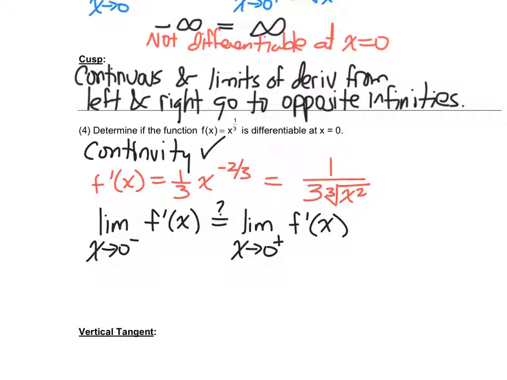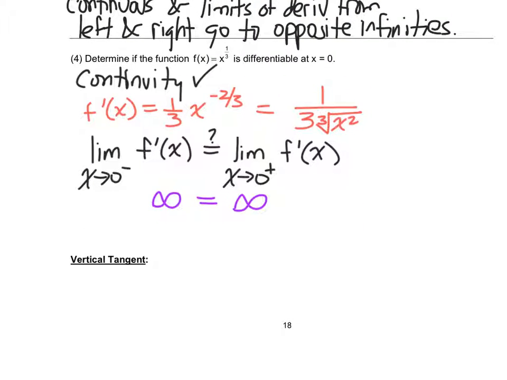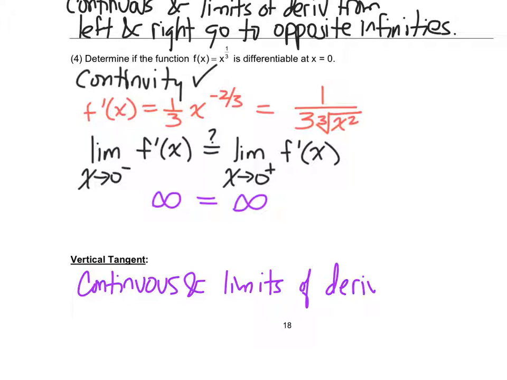All right, seems to be going, as we come in from the left, it seems to be going up. From the right, it seems to be going up. All right. So vertical tangent, continuous, and the limits of the derivative go to the same kind of infinity. This is an example where they're both going to positive infinity, but they may both be going to negative infinity. And just for giggles, let's take a look at the original function.